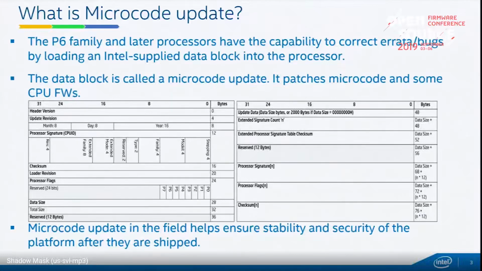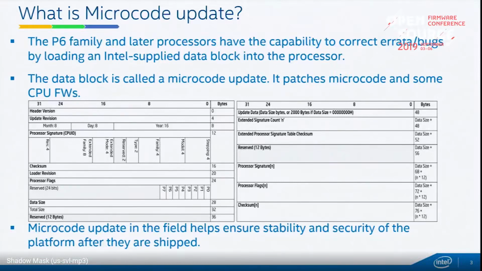On the screen, you'll see the general layout for the microcode update. It has a 48-byte generic header, which has the information about the microcode version, the date the binary was built, and the CPU it is being targeted for. Followed by that 48-byte general header, you have the actual microcode update data. And the data size is also part of the header.